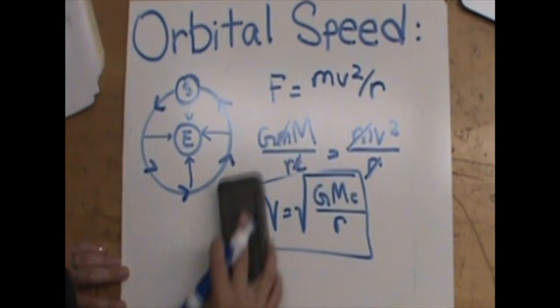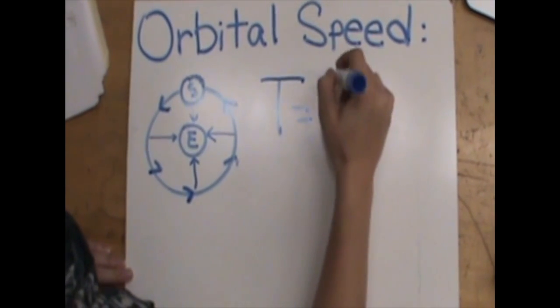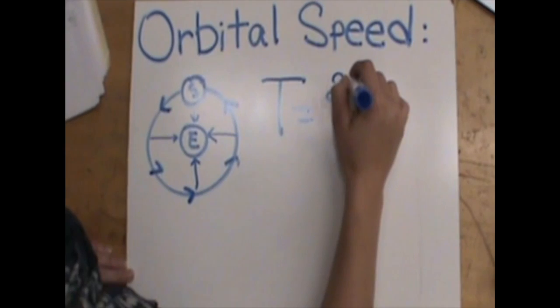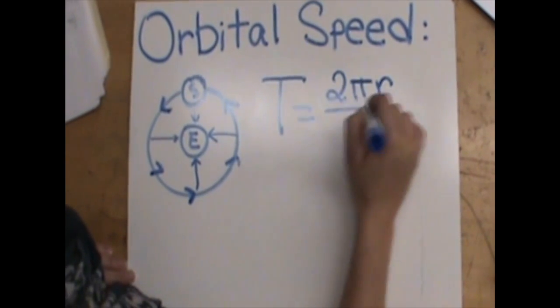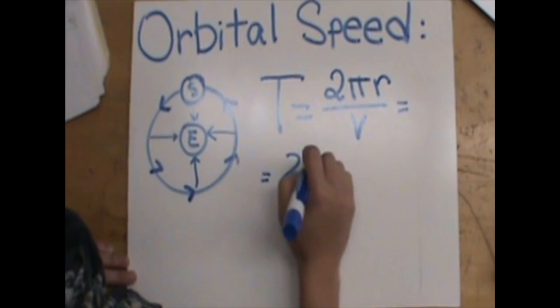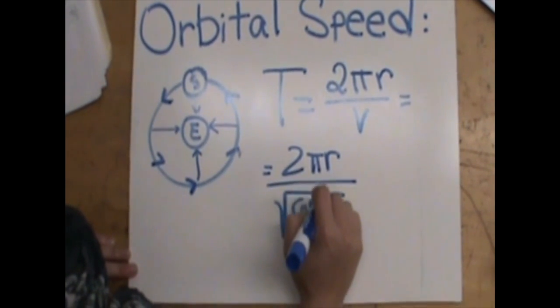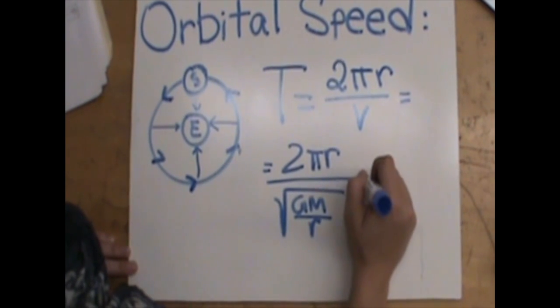Now that we know the velocity, we can find the period of the satellite. Period, capital T, is equal to 2 pi r over v. 2 pi r is the circumference of the orbit, whereas v is the velocity. Substituting in for v gets T equals 2 pi r to the 3/2 over the square root of GM.